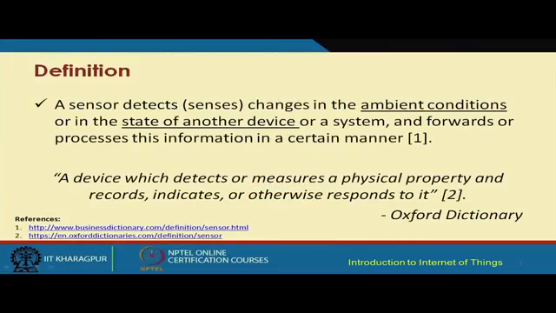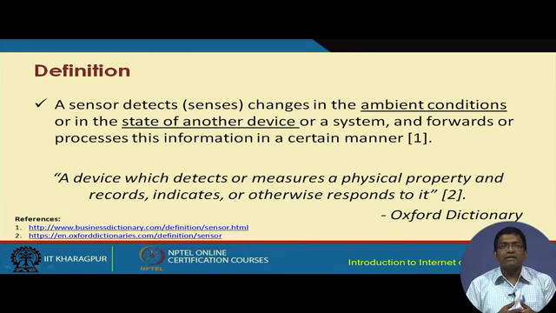When we talk about sensing, we need to understand what sensing is. Basically, a sensor detects or senses the changes in the ambient conditions, or it can also sense the state of another device. Maybe one sensor can sense the state of another device. So, some physical property of the ambient conditions of the environment the sensor is in, or of another machine or a separate system, can be sensed with the help of sensors.